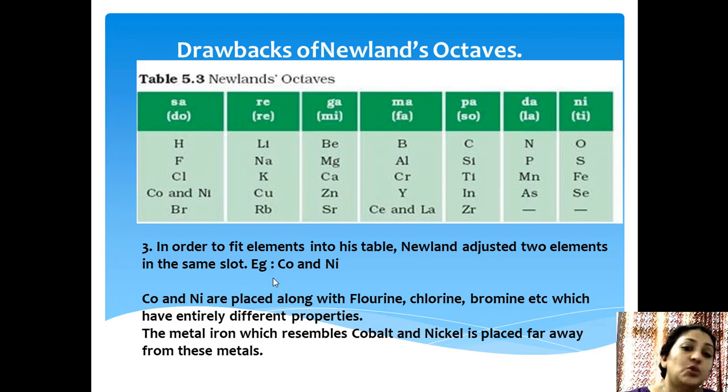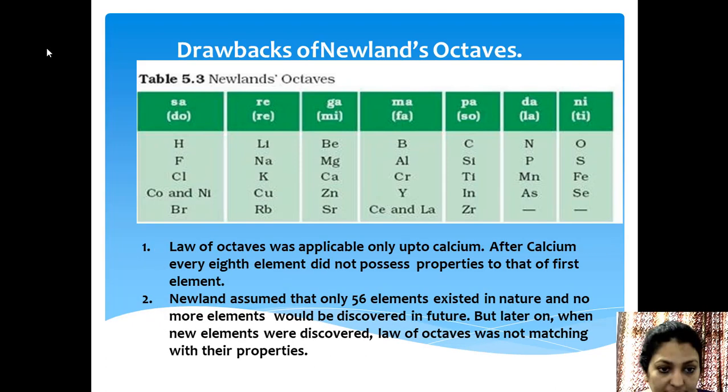Now let's check what are the drawbacks of Newland's octaves, or why the world of science discarded this periodic table. The first one: Newland's octaves was applicable only up to calcium. See here the position of calcium. So after calcium what happened? The elements were not obeying the law of octaves. So that was the first drawback. After calcium, every 8th element did not possess properties similar to that of the first element.